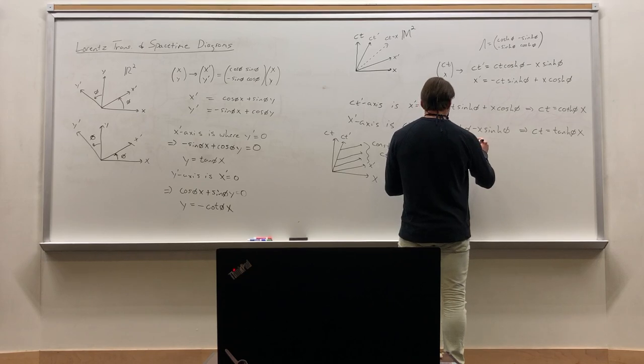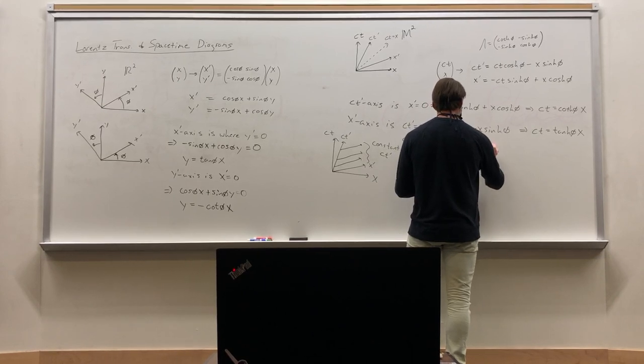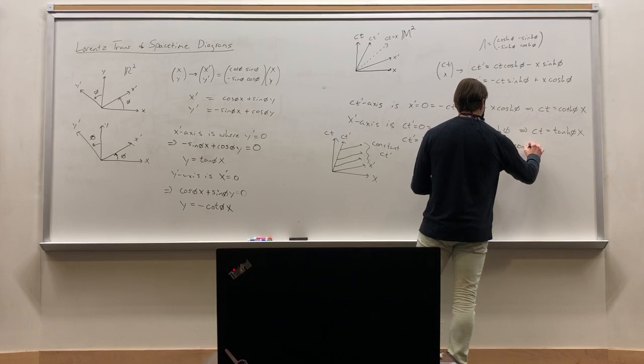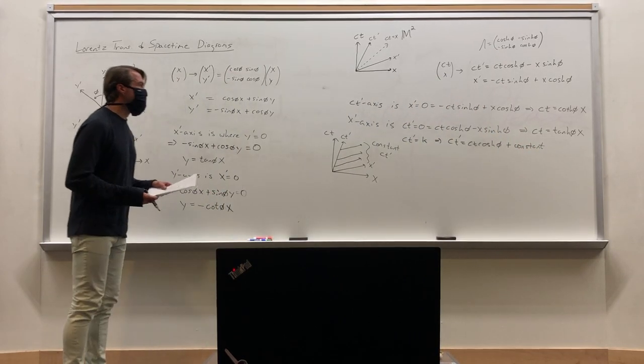Sorry about that. I am so sorry about that. So it's supposed to be ct prime is ct cosh phi plus a constant. My apologies. Okay?